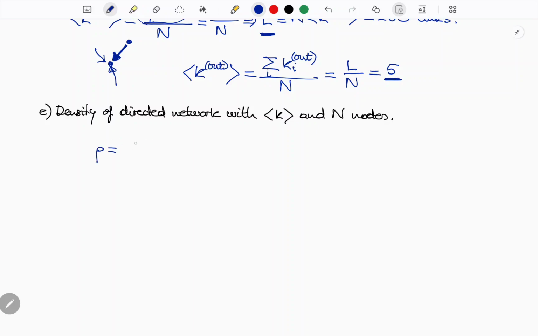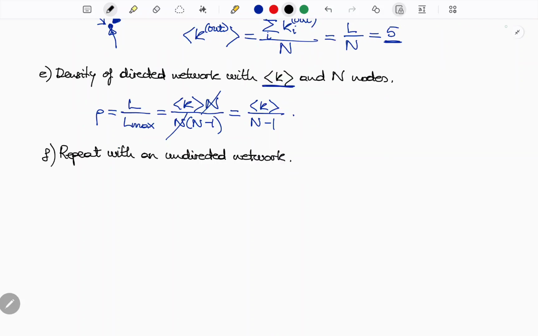So the density is going to be equal to L divided by L max. Now, how much is L? Remember that L is equal to the average degree, because this is the average in degree in this case, times n. This is the number of links, and now the maximum number of links is going to be n times n minus 1. So these two n's cancel out, and what we obtain is the average degree divided by n minus 1. So this is the density of a directed network.